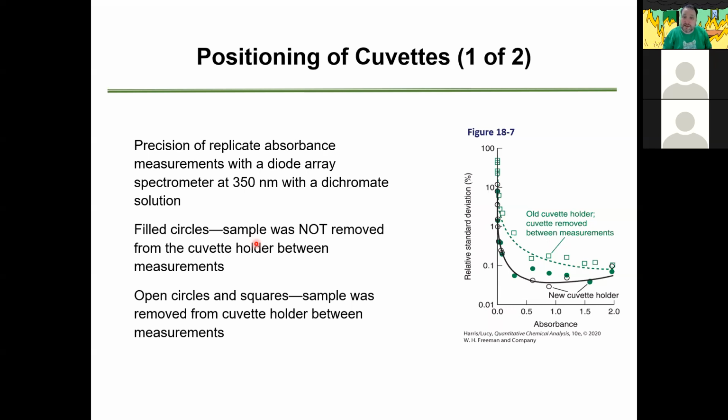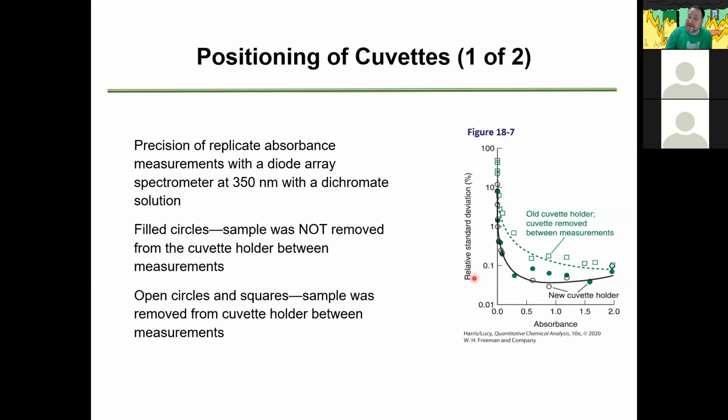Precision of replicate absorbance measurements with a diode array spectrometer with a 315 nanometer dichromate solution, right? We got our filled circles where the sample was not removed. And then the open circles and squares is when you take it out and put it back in. So your positioning error can have an impact on your RSD, your relative standard deviation in your measurement.